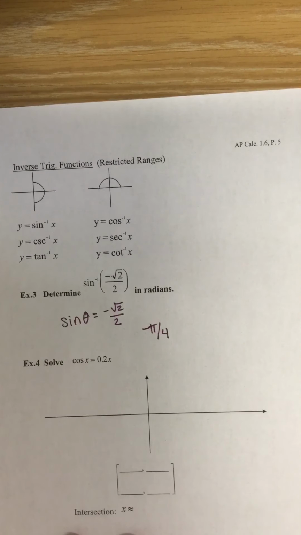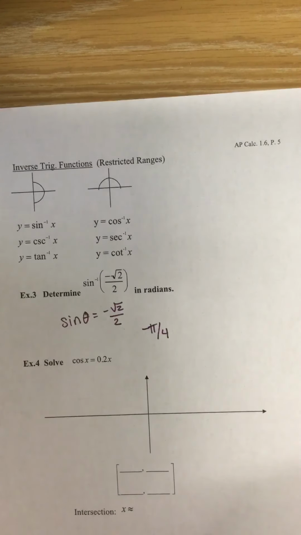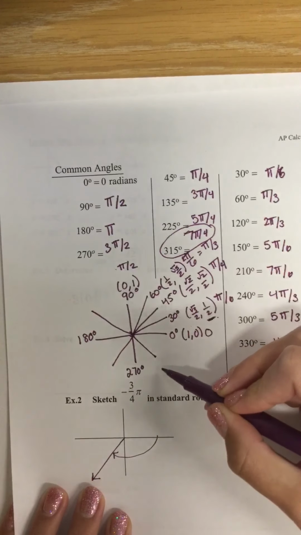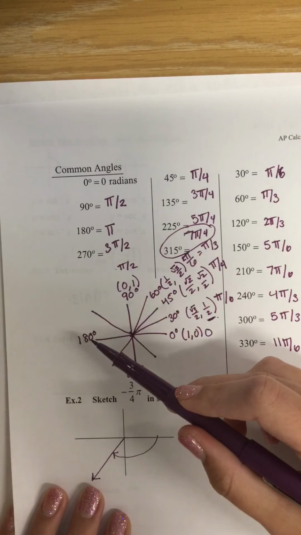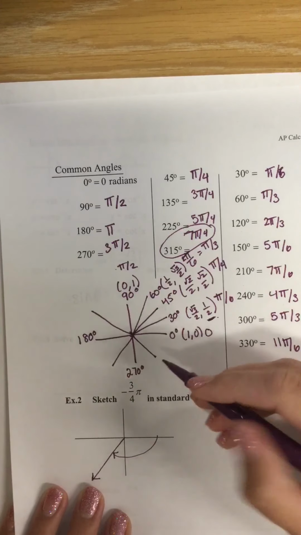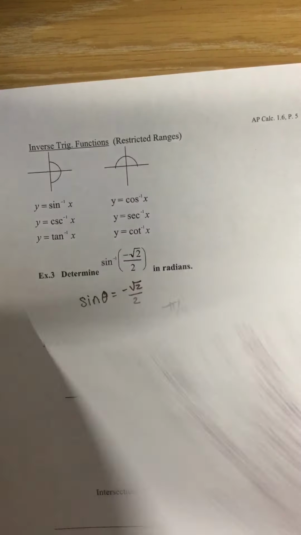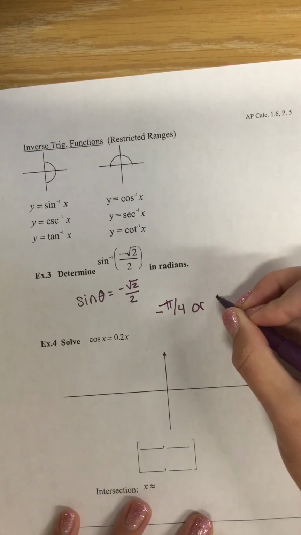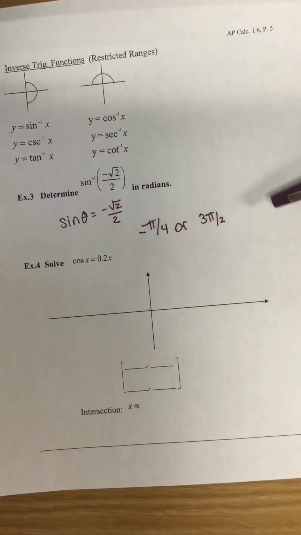Or you could have written it as your last quadrant. Let me pull up our unit circle so you can see it. Because it would be here. So what point would we be at on this circle? This would be 4 over 4, 5 over 4, 6 over 4, which is 3 pi over 2, which is also negative pi over 4. So negative pi over 4 or 3 pi over 2. Either of those would be what that value actually equals.